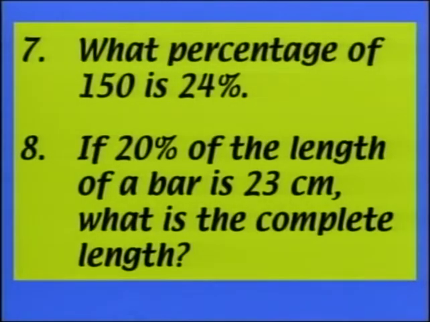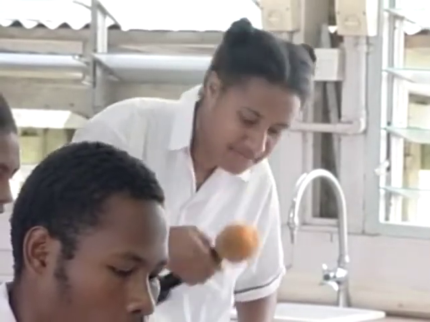Number 8, if 20% of the length of a bar is 23 centimeters, what is the complete length? Miriam? That's number 10 on your worksheet. 115 centimeters. 115 centimeters, good.